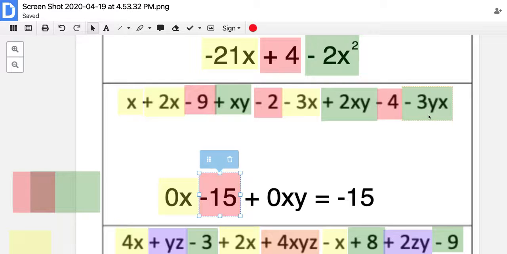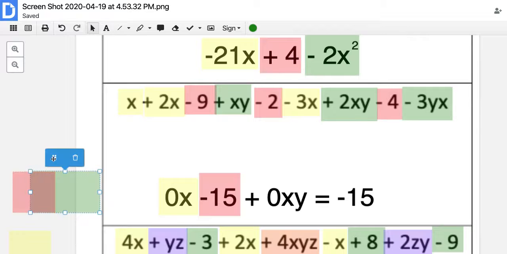It could be xy or yx. They have the same variables. They both have the y, both have the x. Even though they're in a different order, it doesn't matter. They're still like terms. So that's why the 3xy and the negative 3xy becomes 0.